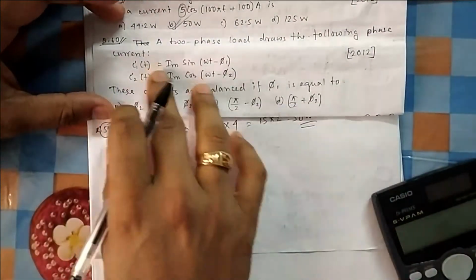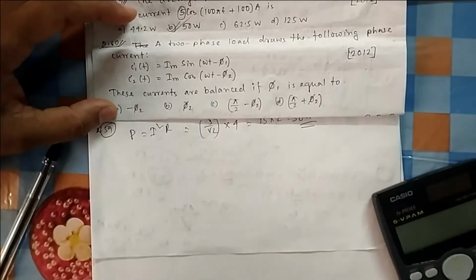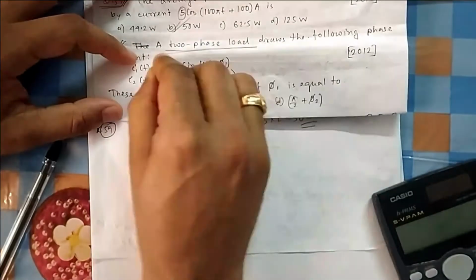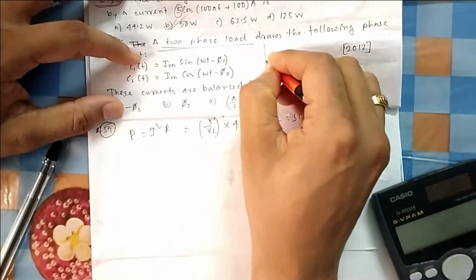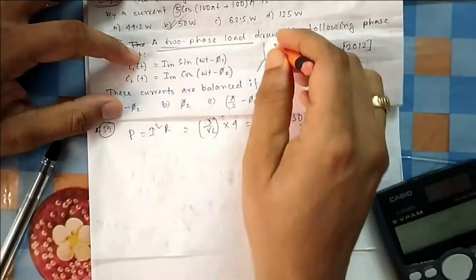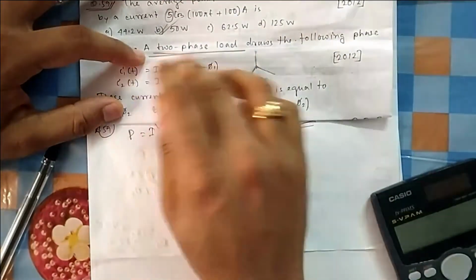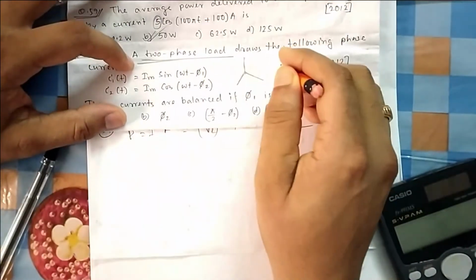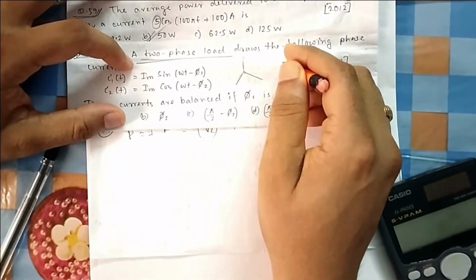A two-phase load draws the following phase current. Two-phase load. The currents are balanced in phi 1. Normally we have always come across a three-phase load. We have never come across a two-phase load. In case of three-phase, the windings are placed 120, 120, 120 apart. Then we say it is balanced. Now in case of two-phase load, if you see electrically, they are given 90 degree.